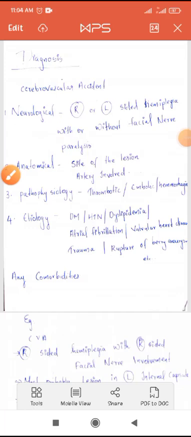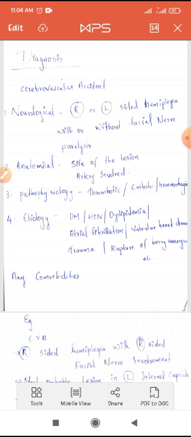Guys, today we will learn how to write a diagnosis for hemiplegia. So we know that writing a diagnosis is an important part while writing a case. As an MBBS student, it's very important. As a final year student, it is very important.